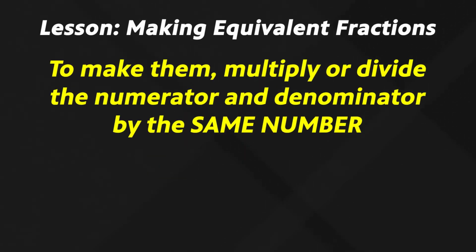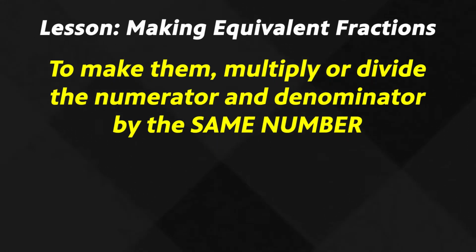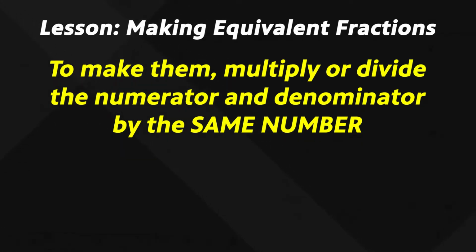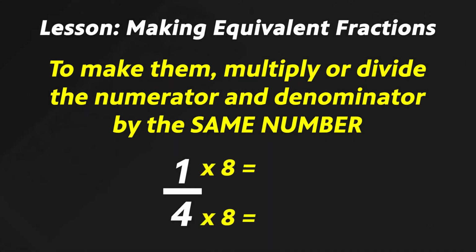To make them, you just need to multiply or divide the numerator and denominator of your fraction by the same number. For instance, to create an equivalent fraction of 1/4, I can multiply the top and bottom of the fraction by any number I want, such as 8. If I multiply each side by 8, I get 8/32, and that's an equivalent fraction to 1/4.